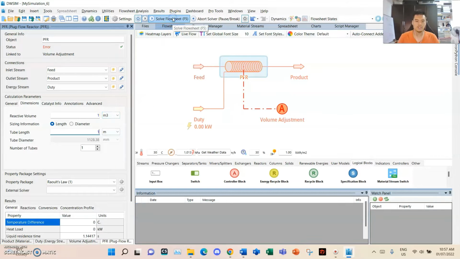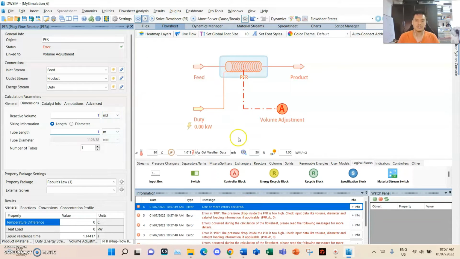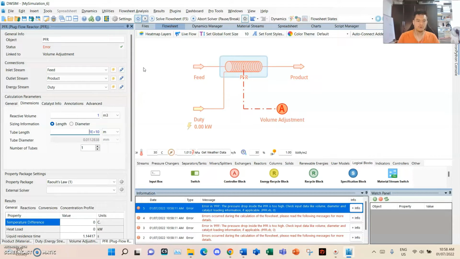So when we solve it, it cannot, because there is 6 atmospheres being fed inside such a small PFR, it is unrealistic. So we need to increase some values a bit. So let's increase it to 1e10, and this is also 1e10, then input both 1e10, and then we solve it.